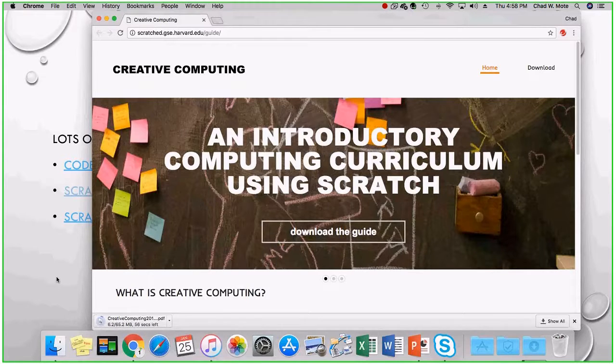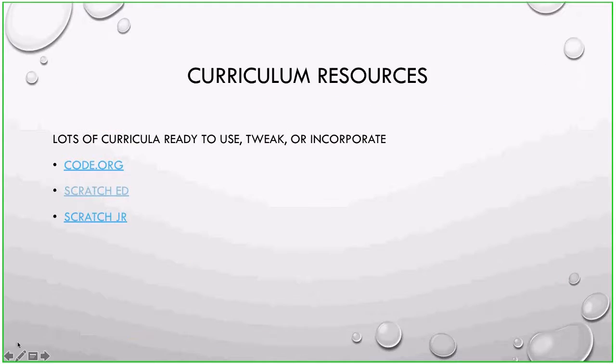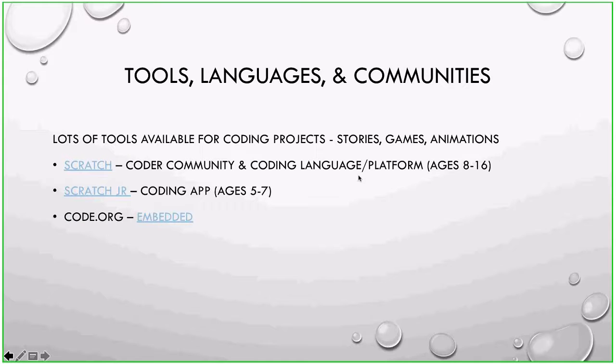And we said earlier that Scratch is appropriate for students ages 8 to 16. Scratch Junior, ages 5 to 7. On the code.org site, you saw that there were curriculum for students all the way from K to 12.